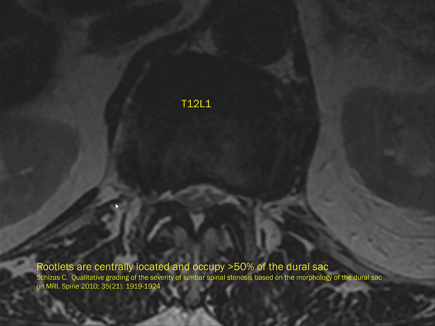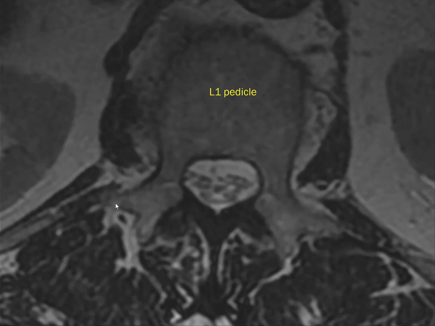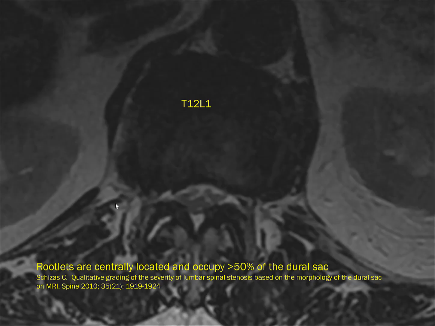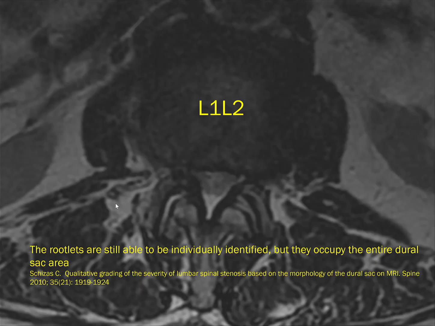So this is just a way to grade stenosis. And anybody who's interested in this article, I'll send it to them. But you can see here that the rootlets are less than 50% of the thecal sac. This is at the L1 pedicle. So T12, L1, L1. What do you think of L1, L2, Dr.